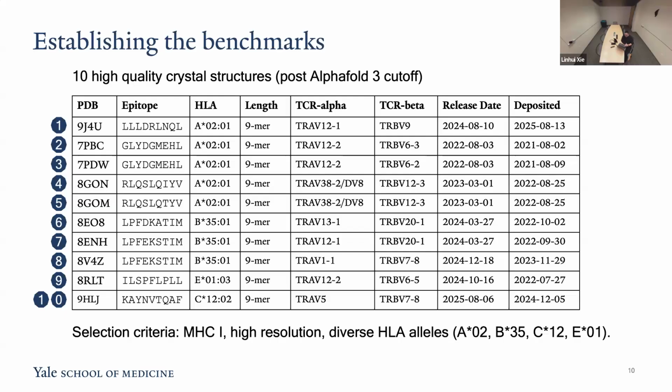So to have this diverse benchmark comparison, we have different allele types. Some are from allele types A and B and C. We ended up selecting one allele, A, from this PDB complex.